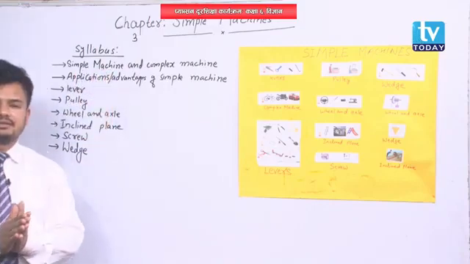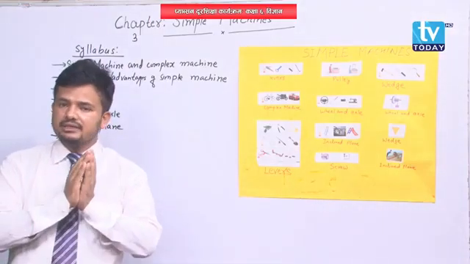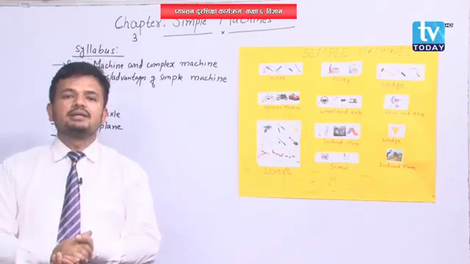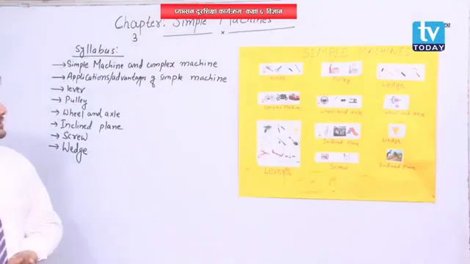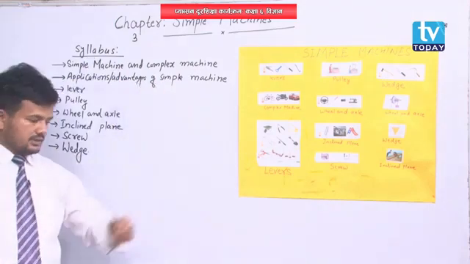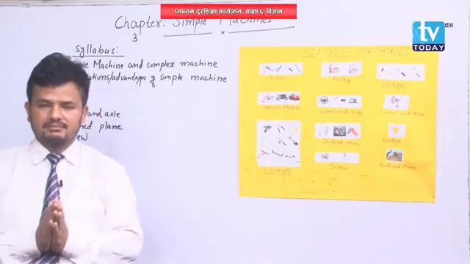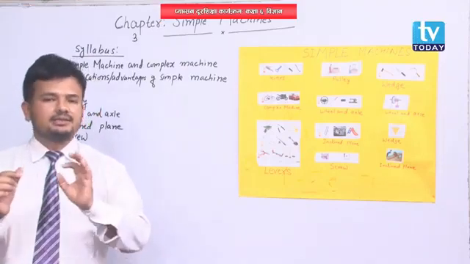Okay, so what is a simple machine then? A simple machine is any device or any tool that makes our work easier and faster. Okay, so what are the complex machines then? A complex machine is complex in structure, made by a combination of many simple machines.